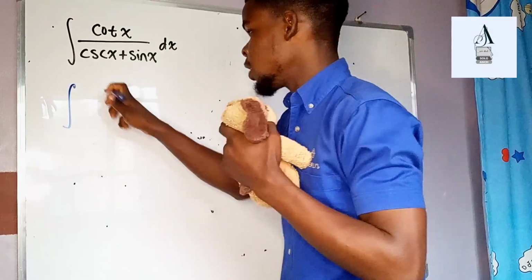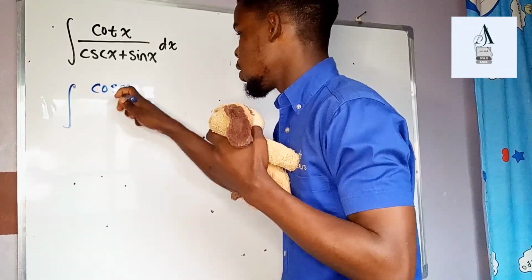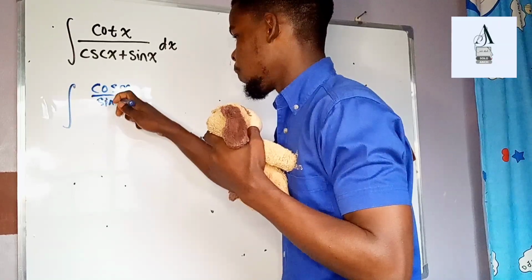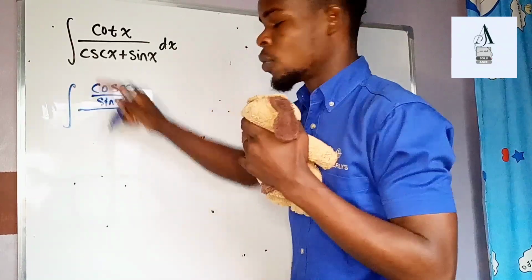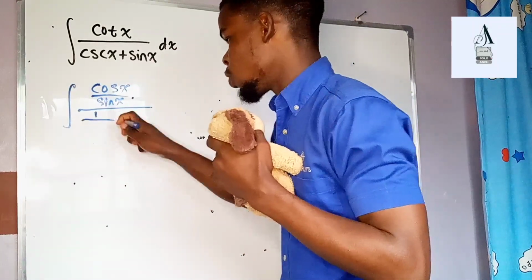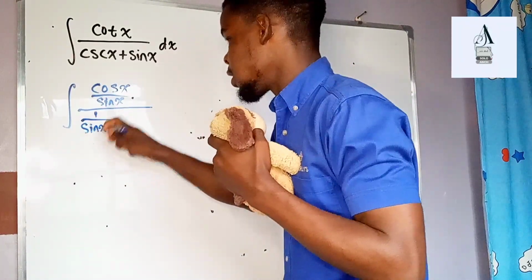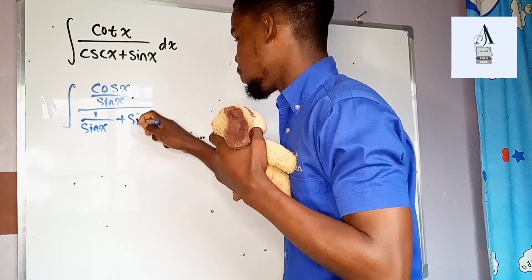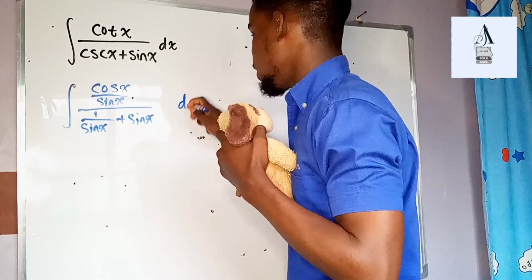cosine over sine, right? So I'm going to put it down as cosine x over the sine of x. And then we're going to divide this by cosecant inverse, so cosecant of x, which is 1 over sine x, all right? So I'm just going to replace that with 1 over sine x, and then we're going to add sine x to that, and then we just put down the dx over here.